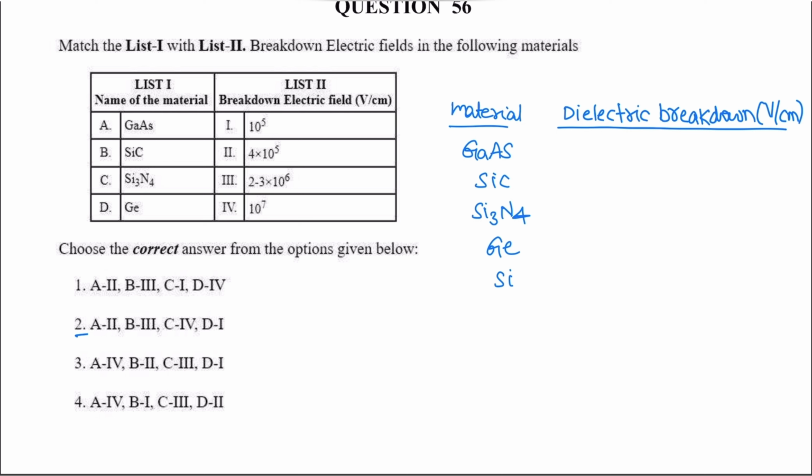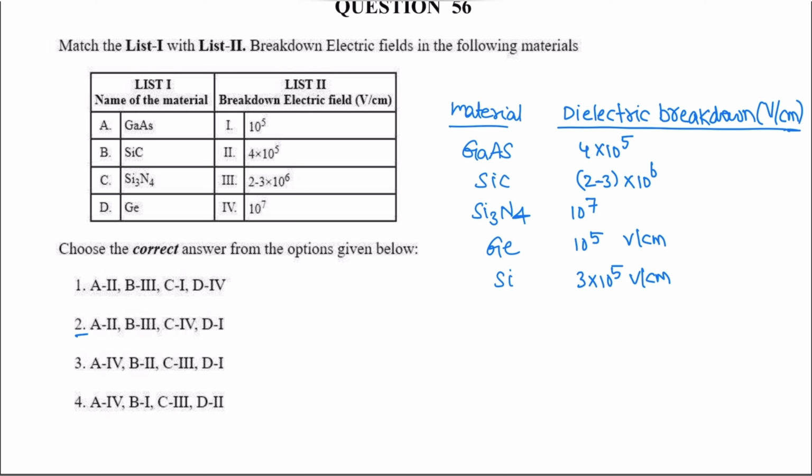For gallium arsenide, the breakdown field is 4 into 10 power 5 volt per centimeter. For silicon carbide, it lies in the range of 2 to 3 into 10 power 6 volt per centimeter. For silicon nitride, or trisilicon tetranitride, it is 10 power 7. For germanium, it is 10 power 5 volt per centimeter. For silicon, it is 3 into 10 power 5 volt per centimeter. All these are in volt per centimeter.